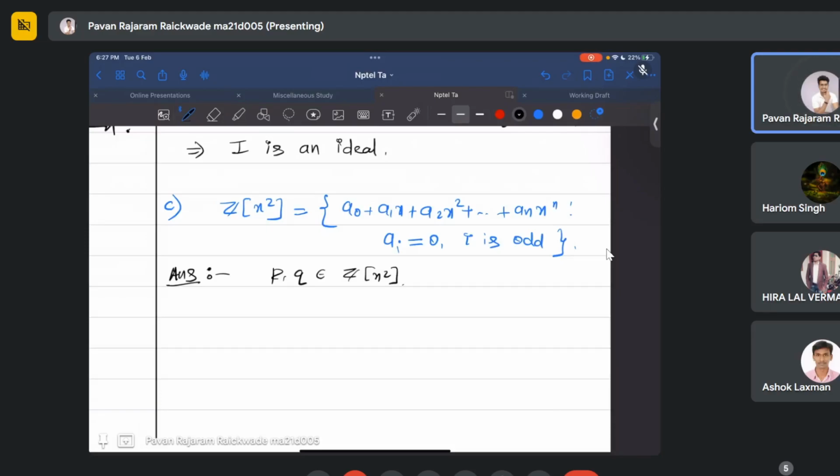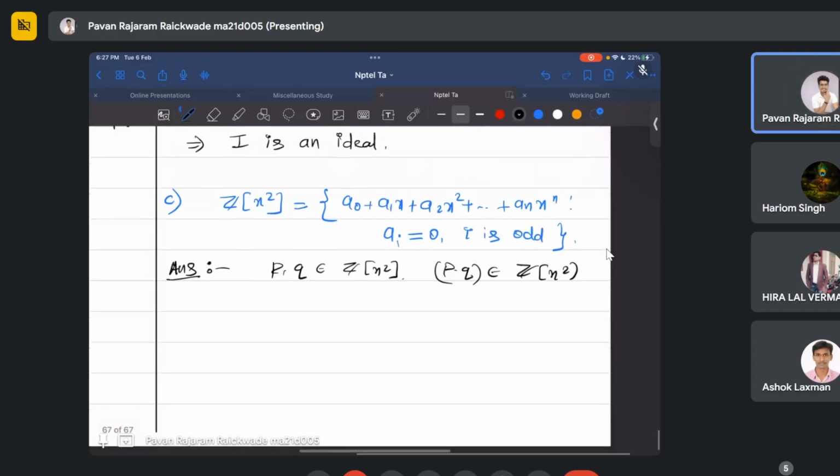So p has only even powers, q also has only even powers. So if I multiply, naturally pq will also be there, because even plus even will give you an even number itself. So powers will be even for pq also.